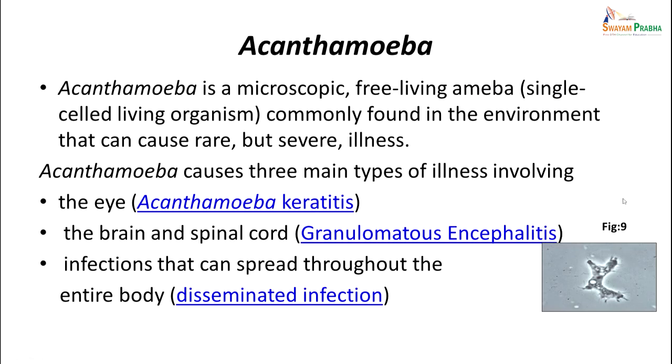Another important amoeba is Acanthamoeba. This is a microscopic free living amoeba, again a single cell living organism, which is commonly found in the environment and can cause rare but very severe illness. It can cause three types of illnesses. This kind of amoeba trophozoite has pseudopodia. It can cause infection of the eye, in which case it is known as Acanthamoeba keratitis. Or it can cause infection of the brain and spinal cord, then it is known as granulomatous encephalitis. Or the infection can spread throughout the body and cause disseminated infection.